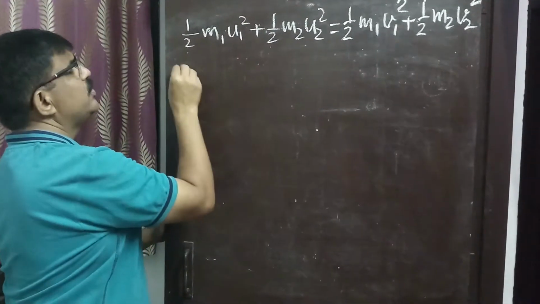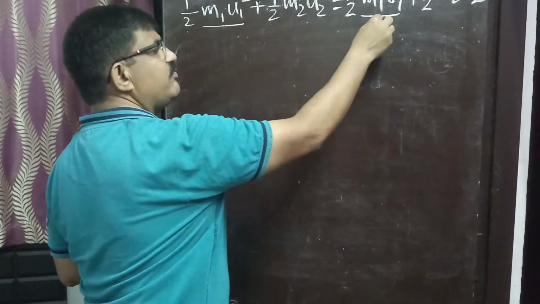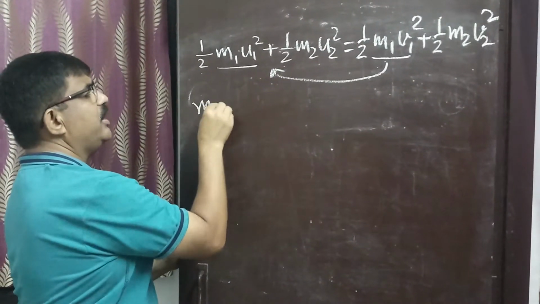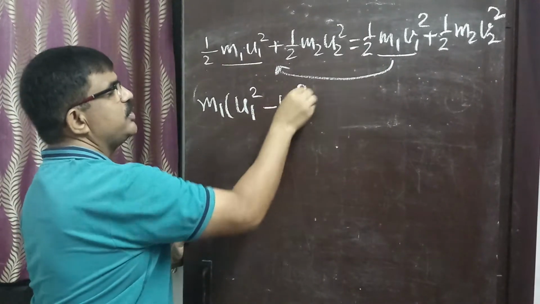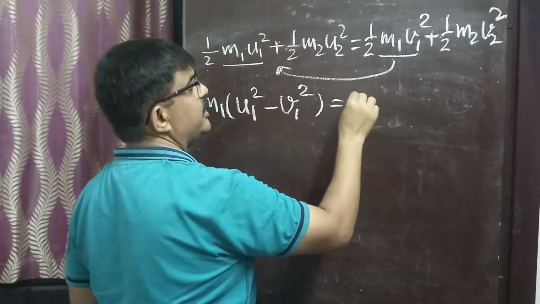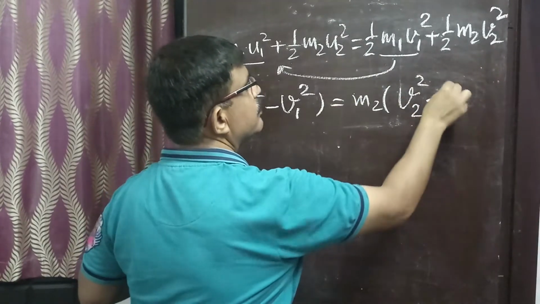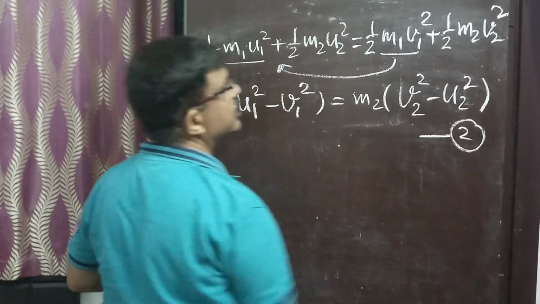Once again you do the same. This is m1 u1 square. This is m1 v1 square. Transpose this term towards left and take m1 common. You will get u1 square minus v1 square. Similarly, you transpose this term towards the right hand side and take m2 common. You will get v2 square minus u2 square. Say this is equation number 2.